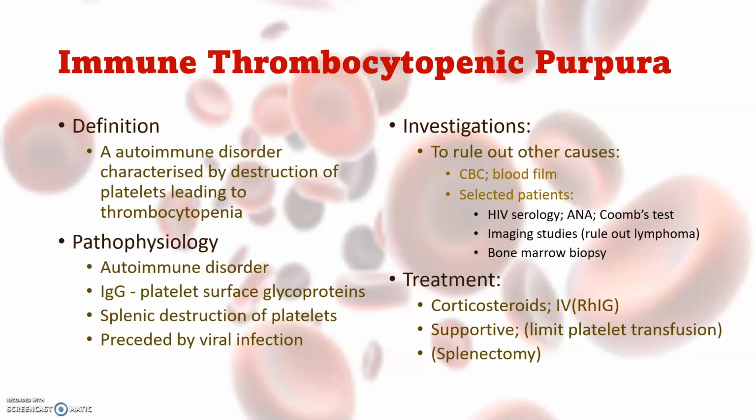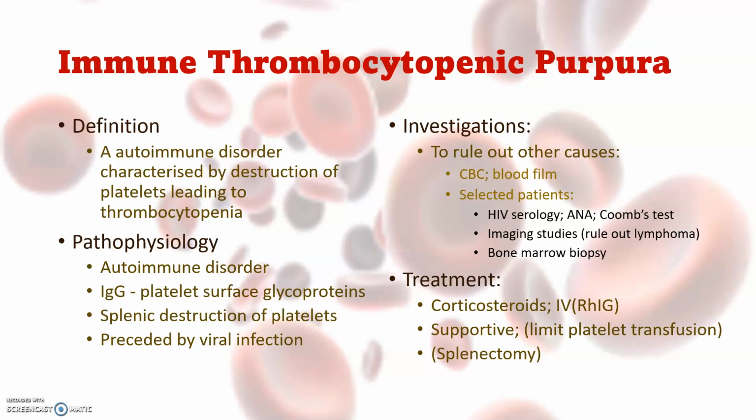So this is a picture of immune thrombocytopenic purpura, or ITP. It's an autoimmune disorder characterized by destruction of platelets and leading to thrombocytopenia. These patients, after a prodromal viral illness, may develop IgG antibodies against platelet surface glycoproteins. Once the IgG attaches to the platelet, it is then destroyed in the spleen, leading to thrombocytopenia.